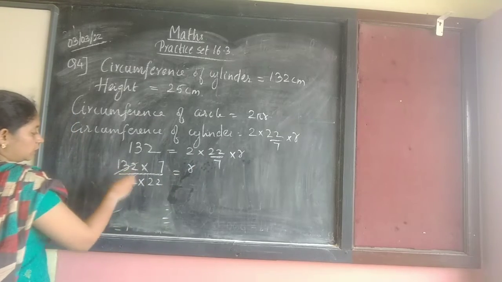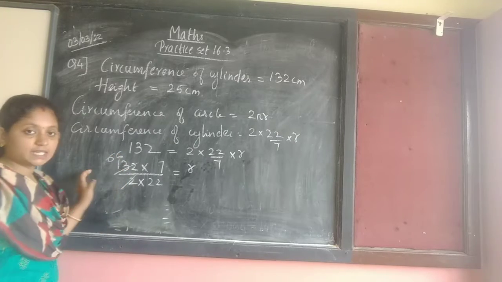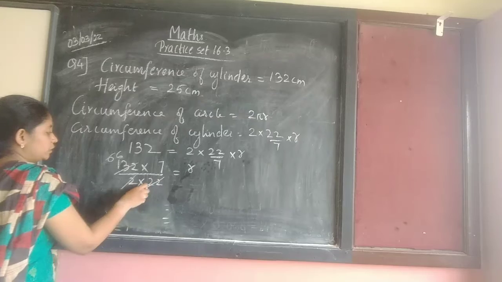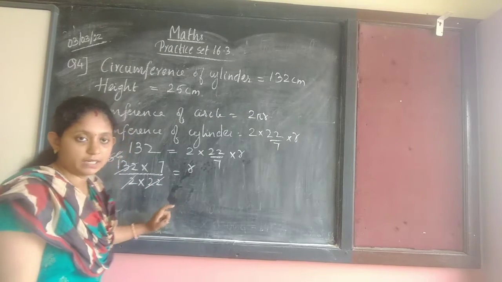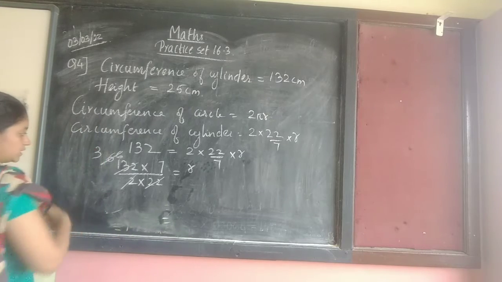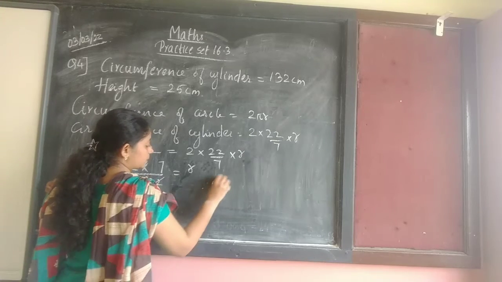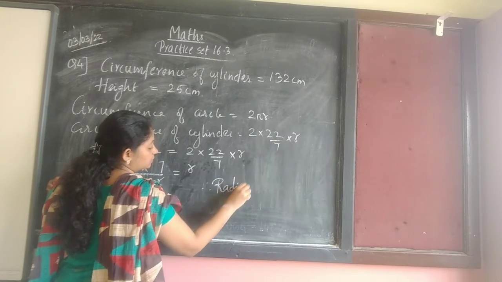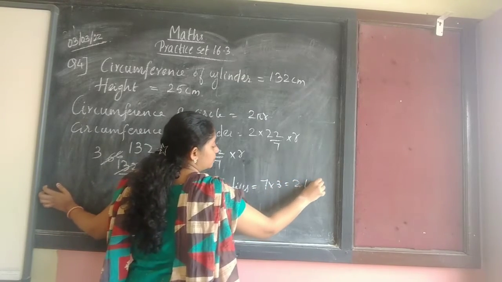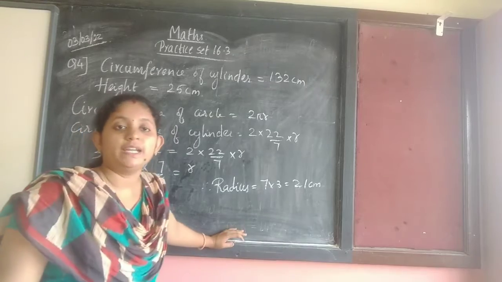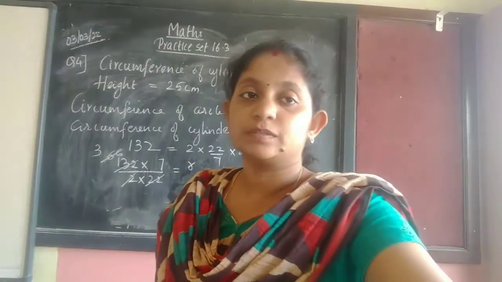2, how much are 132? 2 sixes are 12, 1 remaining, 2 sixes are 12. We get 66. 22 and 66 cancel, and we get 7 into 3, that is 21 centimeter. Now we got the radius, we have the height also. Now we can find out the volume of the cylinder.